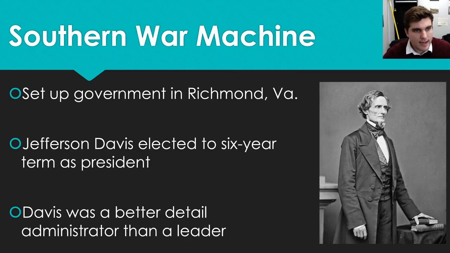Now, when we go to the South, it very quickly establishes a government in Richmond, Virginia, and they elect Jefferson Davis, who was a U.S. congressman, to a 6-year term as president. So he was the only president in the history of the Confederate States of America.